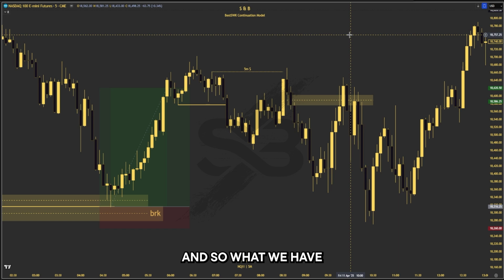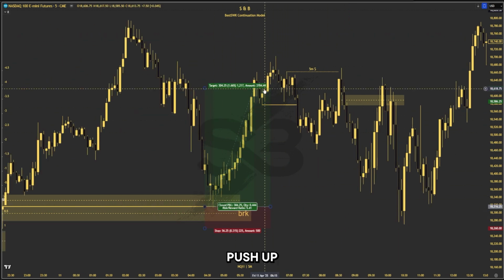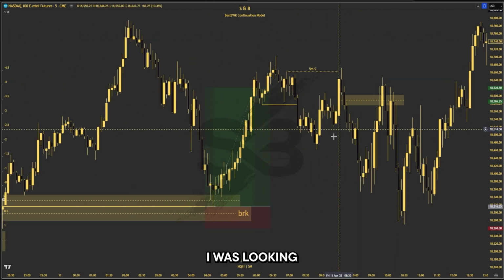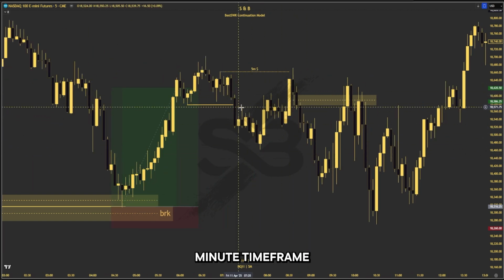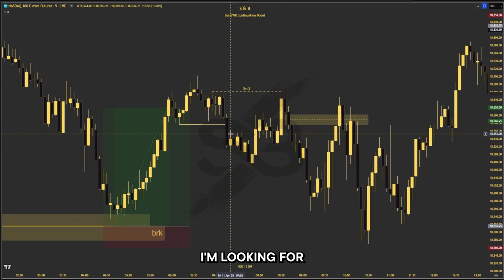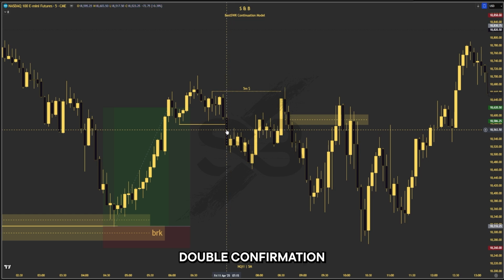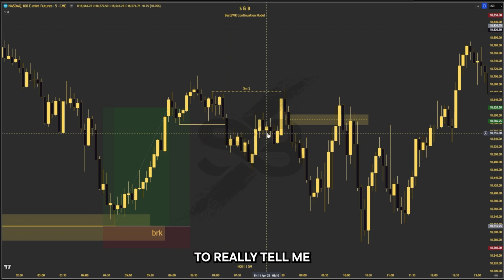And so what we have here is after we had the massive push up, I was looking at the market. We had a change in state of delivery to the downside on the 5-minute time frame. And so I'm looking for some sort of run on highs or relatively equal highs for me to get involved, and then a change in state of delivery to the downside, sort of like a double confirmation on the 5-minute time frame to really tell me that we are going to go down at least for some time.